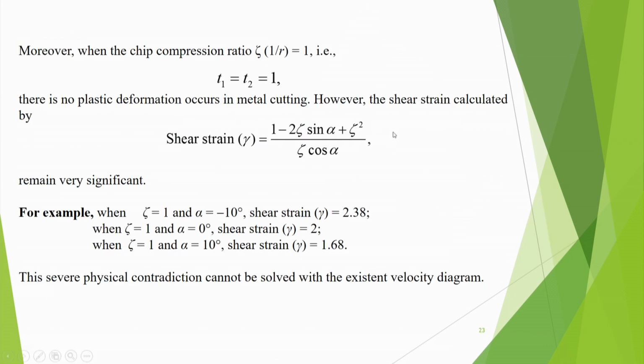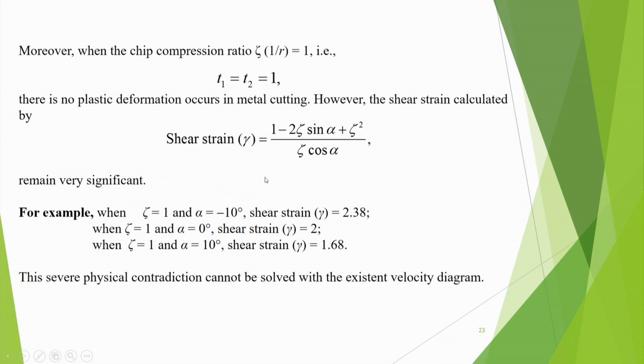Moreover, suppose the chip compression ratio is 1, that is t1 is equal to t2. Actually there should not be any plastic deformation in metal cutting, it is just a rotation type of thing. But if you calculate the shear strain using this formula, then you will still get some shear strain, because this formula is 1 minus 2 zeta sin alpha plus zeta square by zeta cos alpha. It should be called zeta, and this is what zeta is, this one.